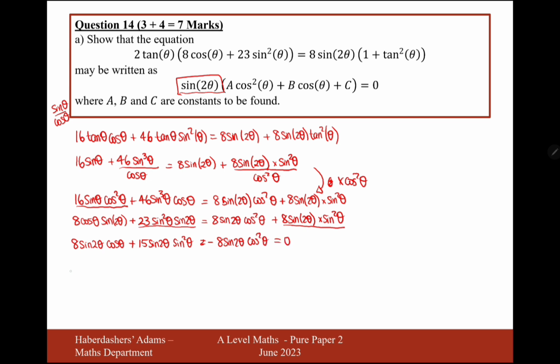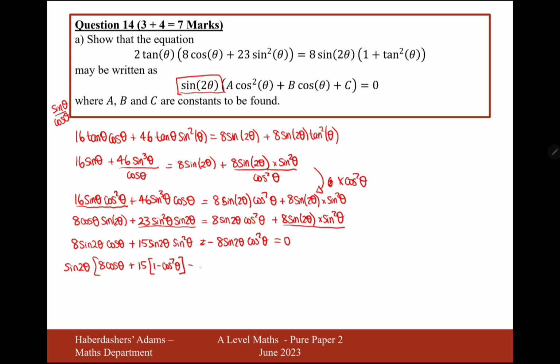Now we can factorize out sine 2 theta: sine 2 theta, open brackets, 8 cos theta plus 15 sine squared. Now immediately, because I know that everything inside my brackets has to be either cos or a number, I'm going to turn the sine squared into 1 minus cos squared.